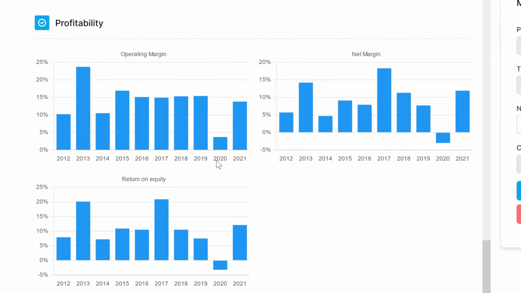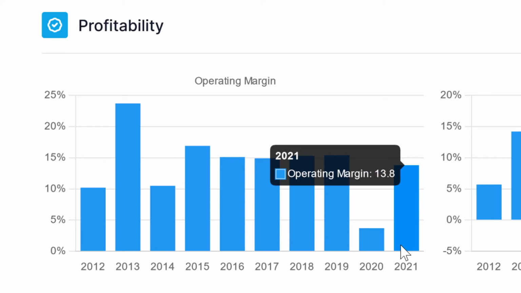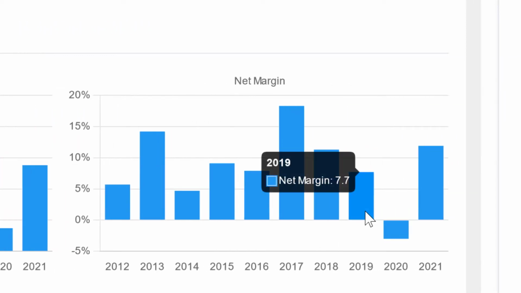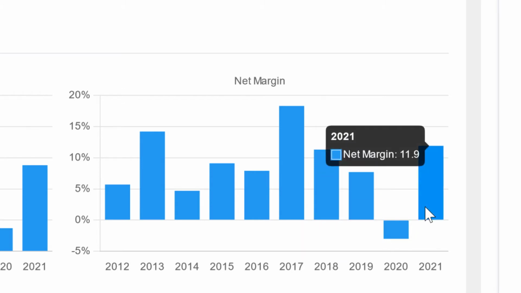Here in the profitability section, the operating margin graph indicates the general profitability by dividing the operating income, that is, what's left after a company deducts its cost of goods sold and operating expenses, by its total sales. A figure above 12% is generally a good sign for most companies. The net margin, sometimes known as profit margin, measures how much net income or profit is generated as a percentage of revenue, that is, net profits divided by revenues. Net margin is usually expressed as a percentage and illustrates how much of each dollar in revenue translates into profit.